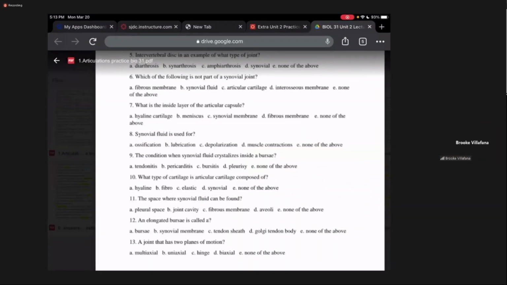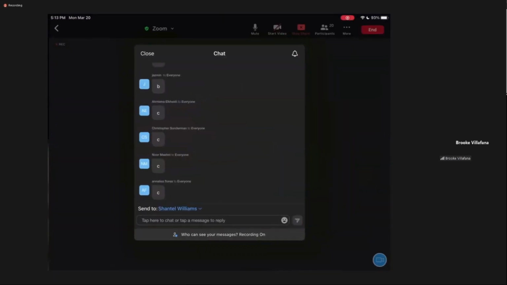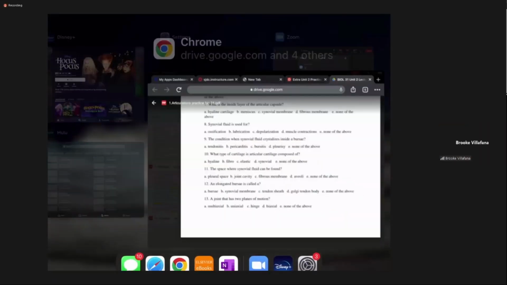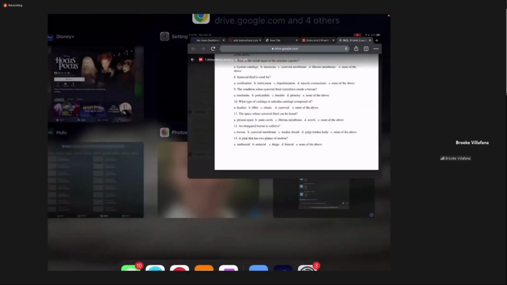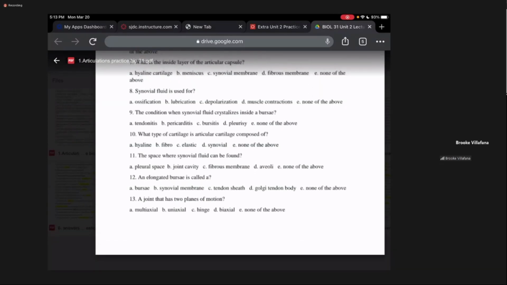B, right? That one was pretty easy. Synovial fluid is used for lubrication of the joint. All right, number 9, the condition when synovial fluid crystallizes inside of a bursa is called what? Good. Bursitis, right? Bursitis is exactly that definition, when the synovial fluid crystallizes inside the bursa.